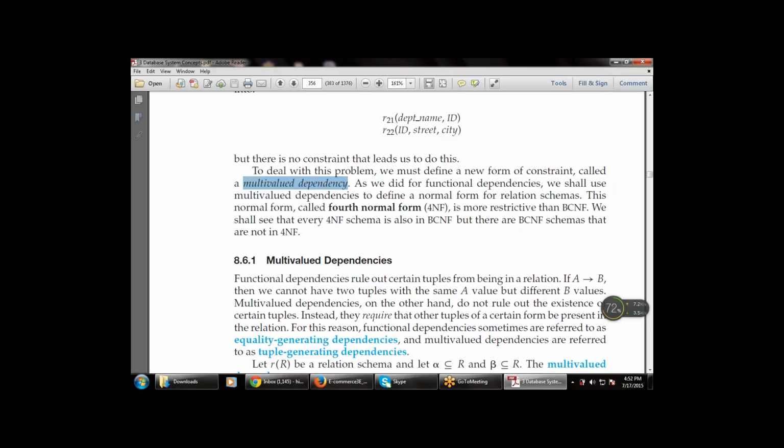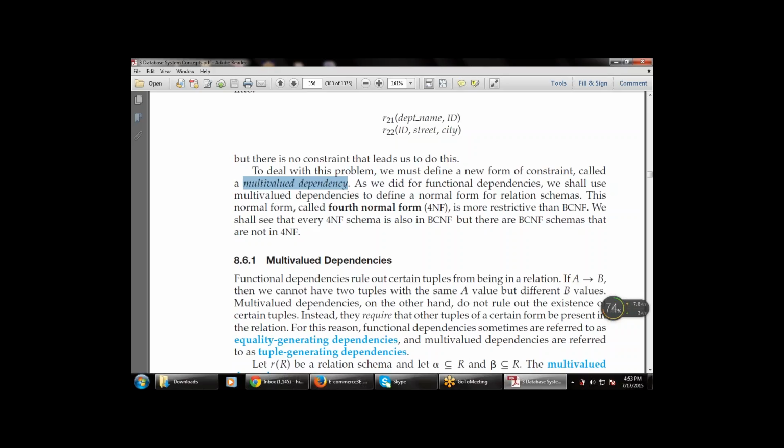The problems that arise in the 3NF decomposition will be removed by using the constraint known as the multivalued dependency. As we did for functional dependencies, we shall also use multivalued dependencies to define a normal form for relation schemas.